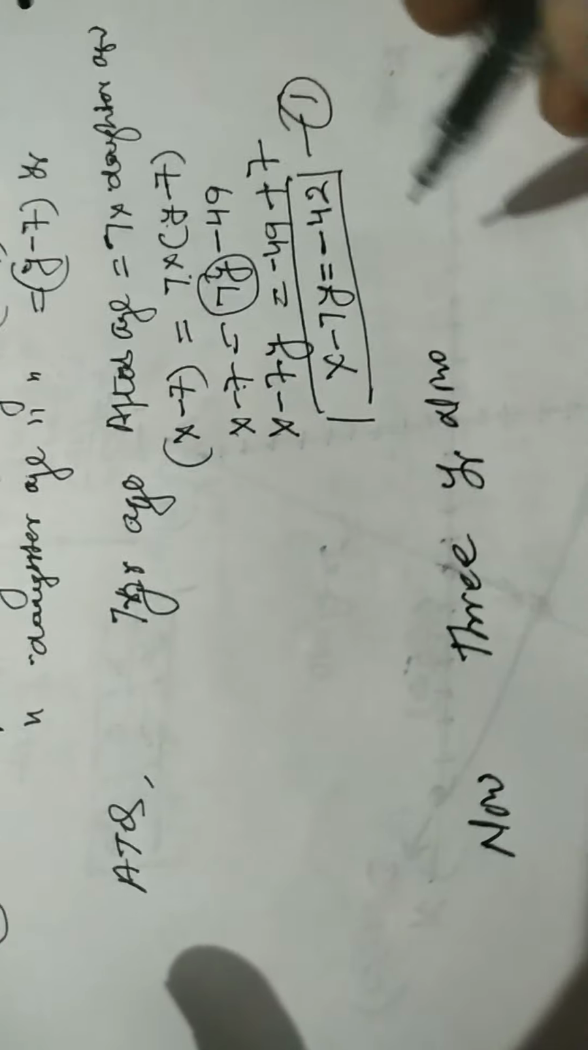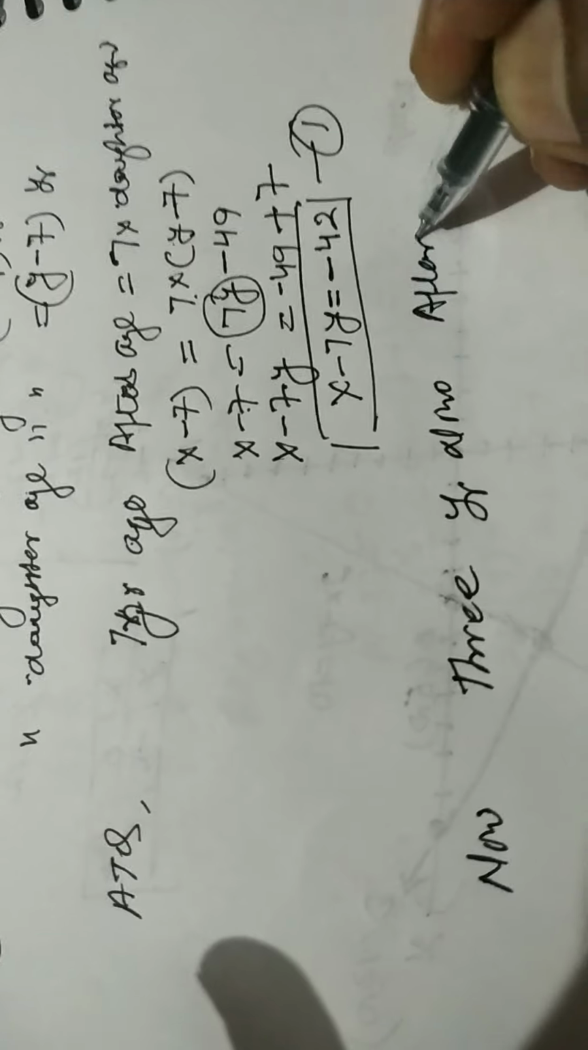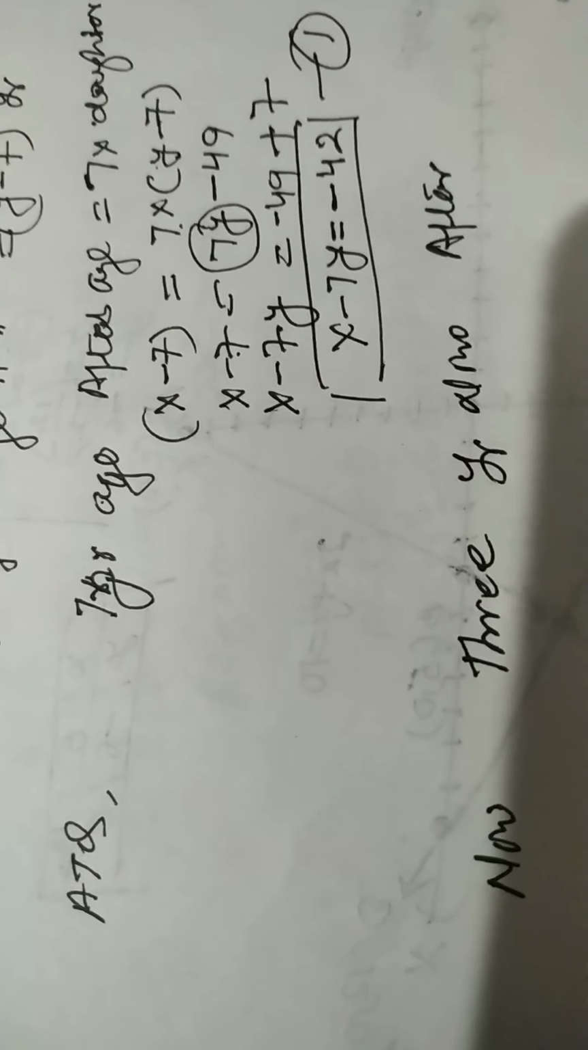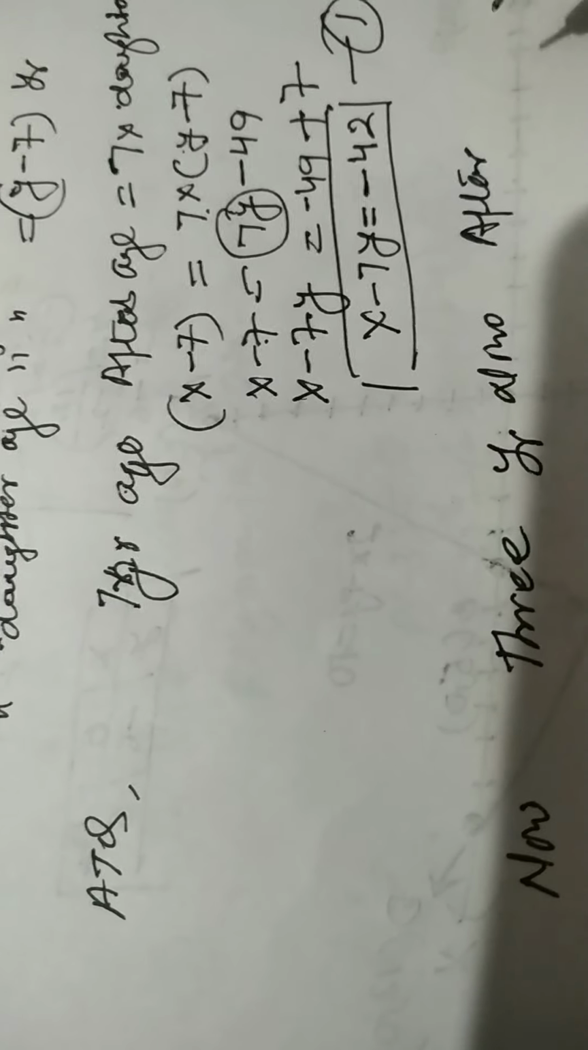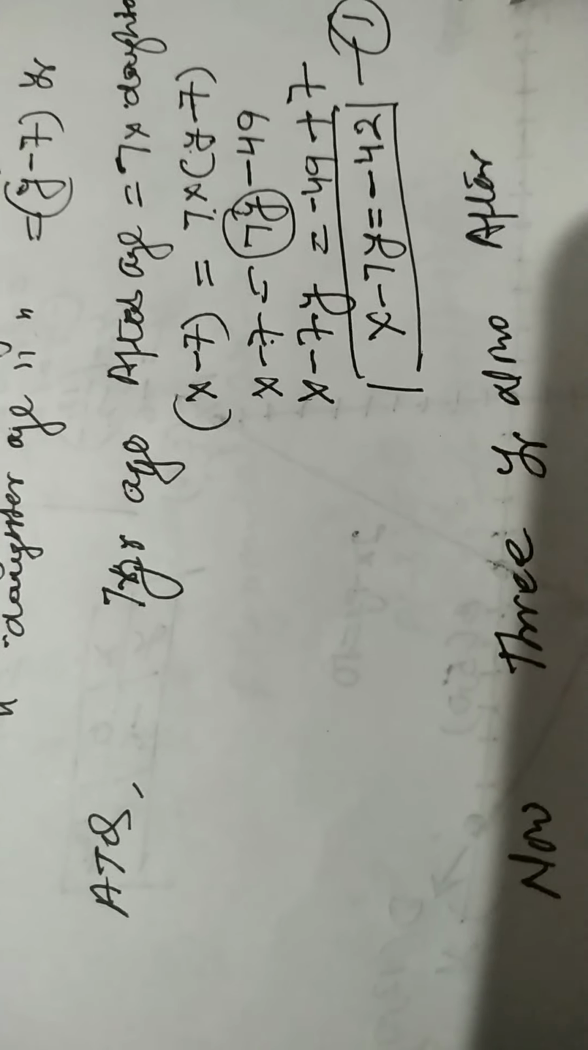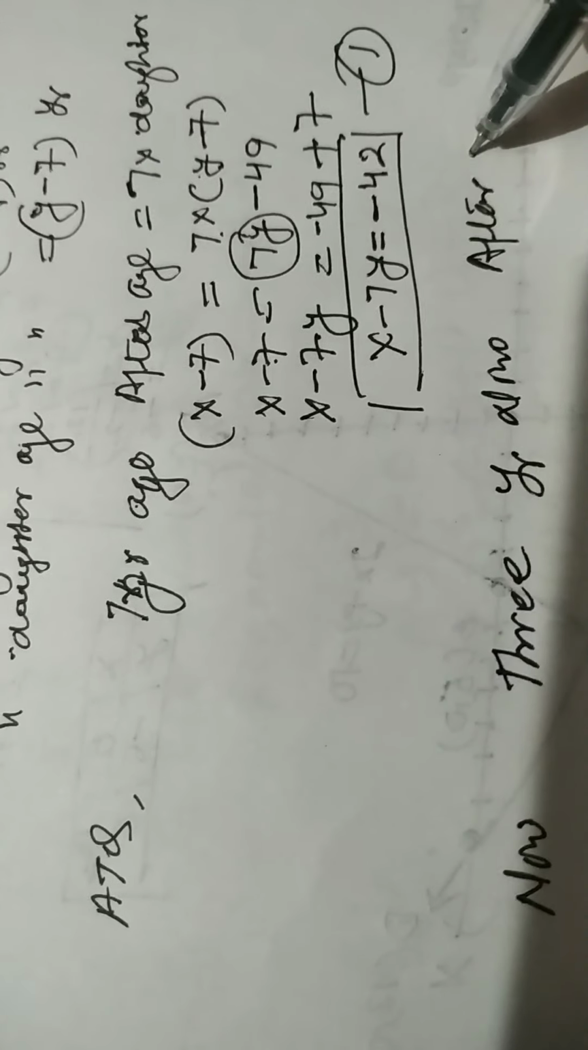Now Aftab will be like this one. After 3 years, what will be your age? Like if somebody's age is 14 years, that I'm taking 14 years, then after 3 years his or her age will be 14 plus 3, which is 17 years. So 3 years from now, Aftab's age will be X plus 3.